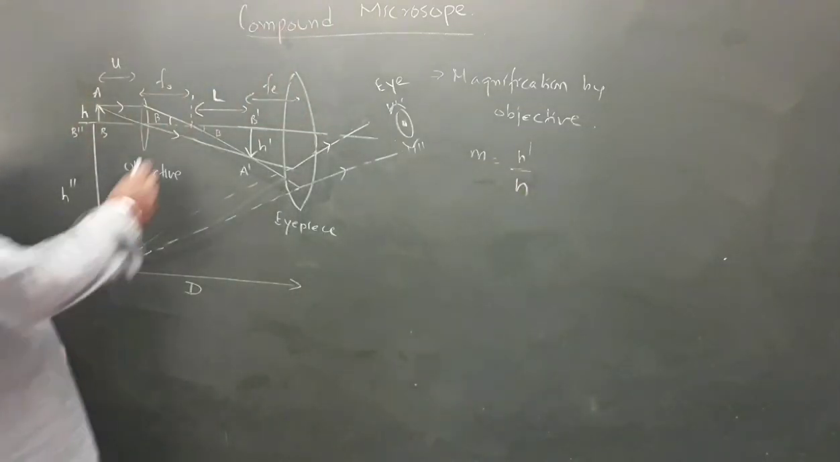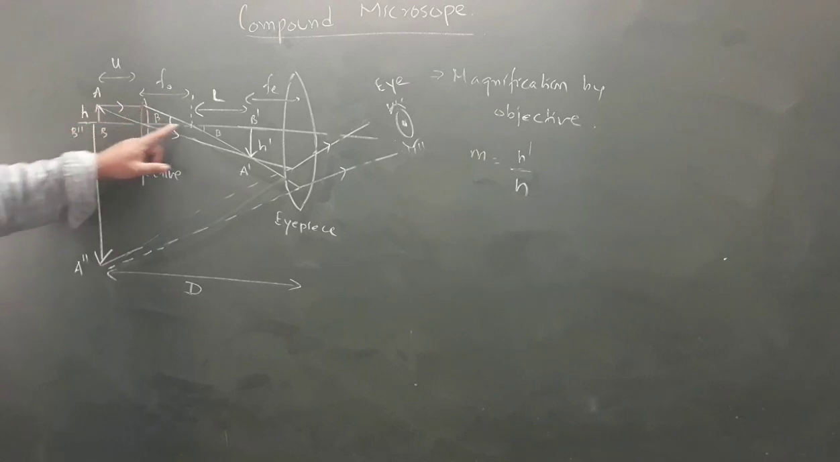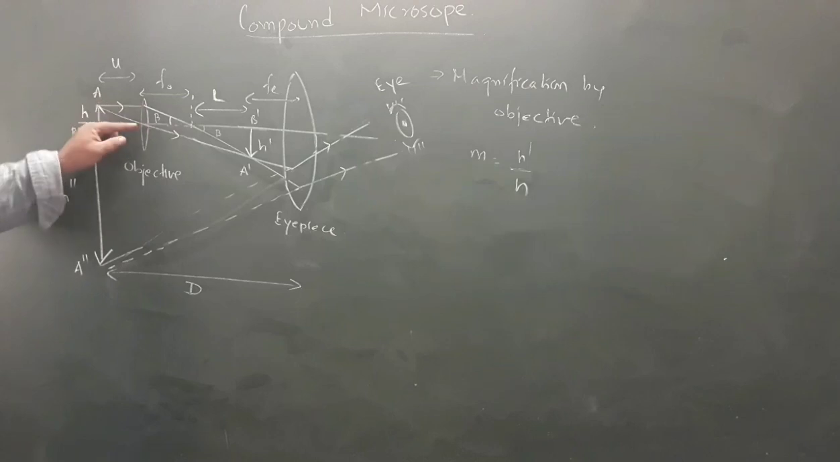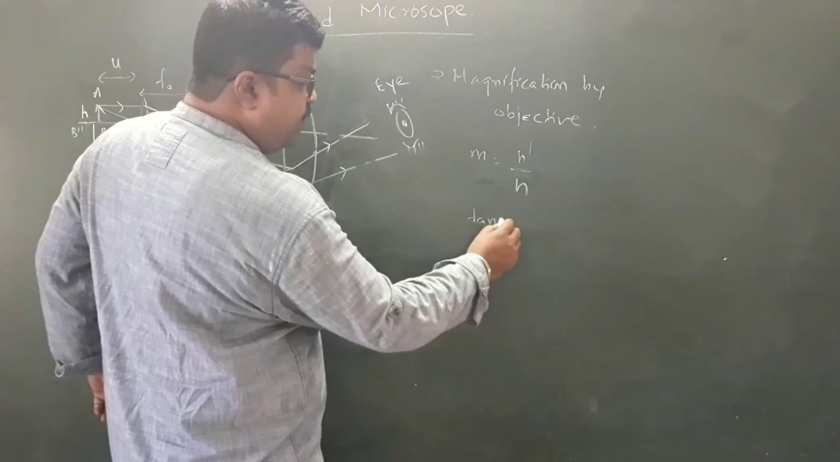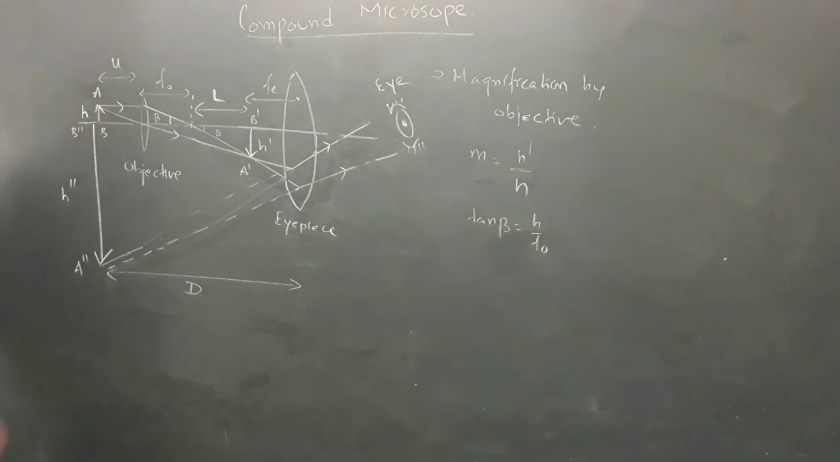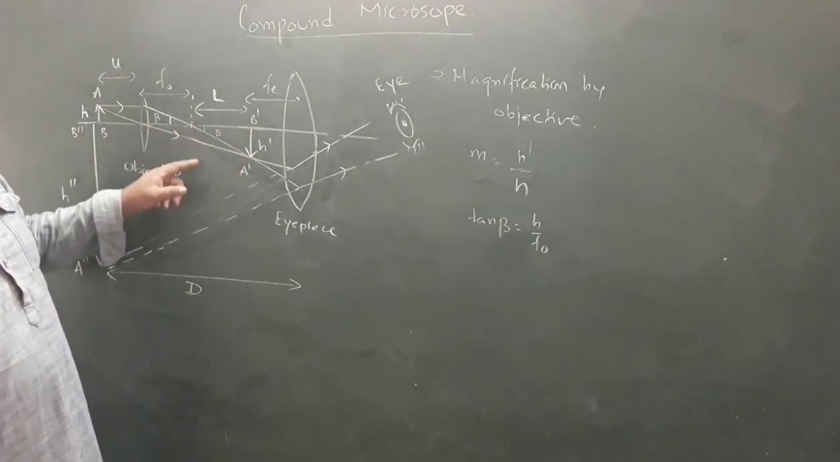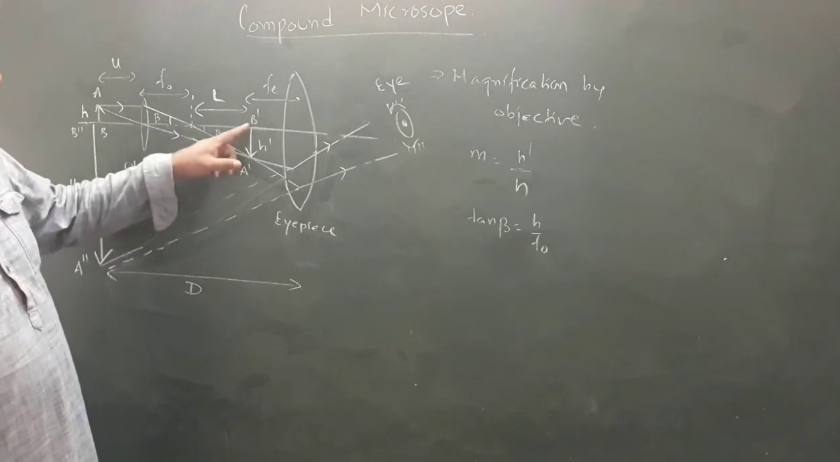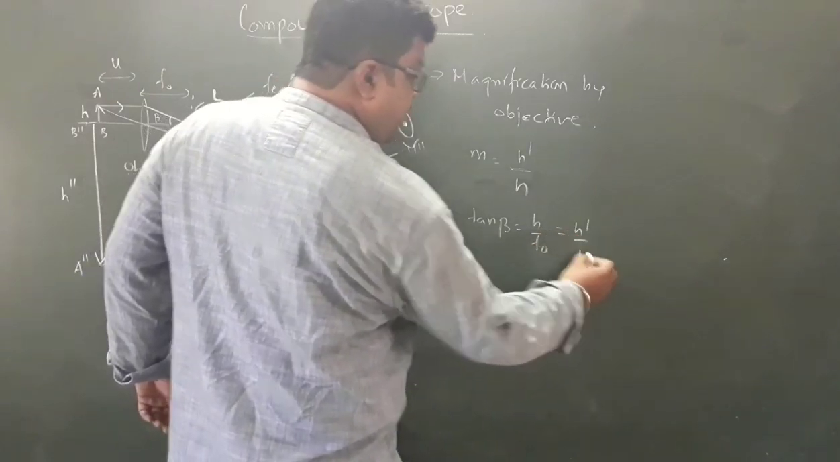Now see, if this angle is beta, in this triangle this height is equal to h. So from this triangle I can write tan beta is equal to perpendicular by base. What is this distance? This is f naught. So tan beta is equal to h by f naught. But this tan beta is also equal to, in this triangle, h dash by L. So this is also equal to h dash by L.